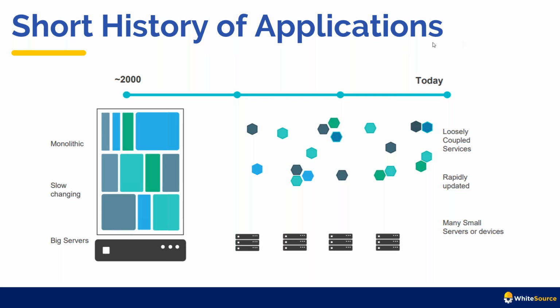Again, the idea is to have small pieces of code which are loosely coupled from each other, to have these small microservices, and to have also smaller servers. So instead of having big servers, we sometimes have clusters of smaller servers, or even sometimes we don't have servers at all. We might be using serverless, for example. So this is the idea, and this is a little bit of the history.